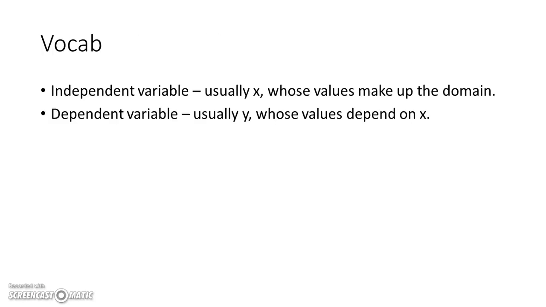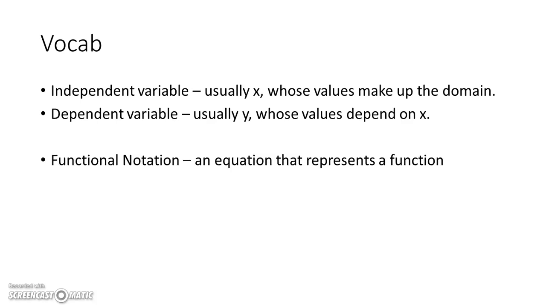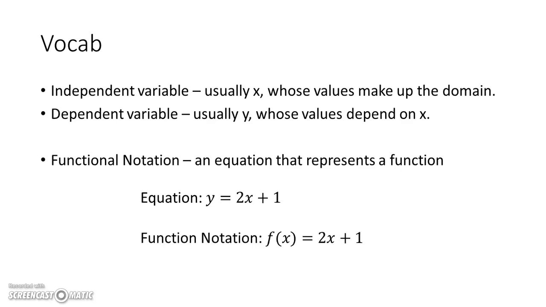Here's some more vocab. An independent variable, usually x, is the variable whose values make up the domain. The dependent variable, usually y, has values that depend on x. Functional notation is just an equation that represents a function. So here's the equation, y equals 2x plus 1. If it's a function, we would write it as f of x equals 2x plus 1. What this means is it's the function of x, where x is the independent variable.